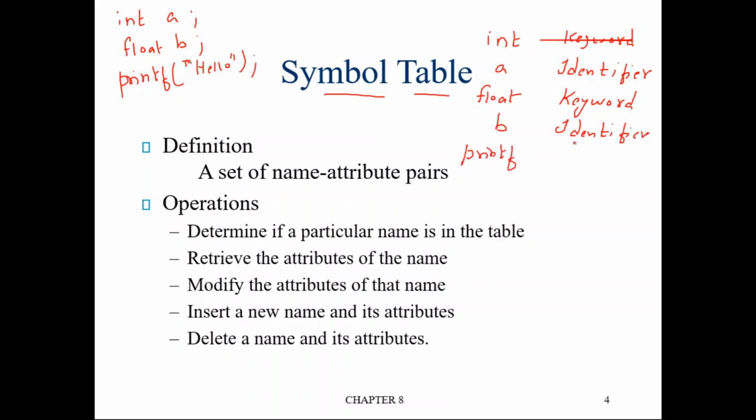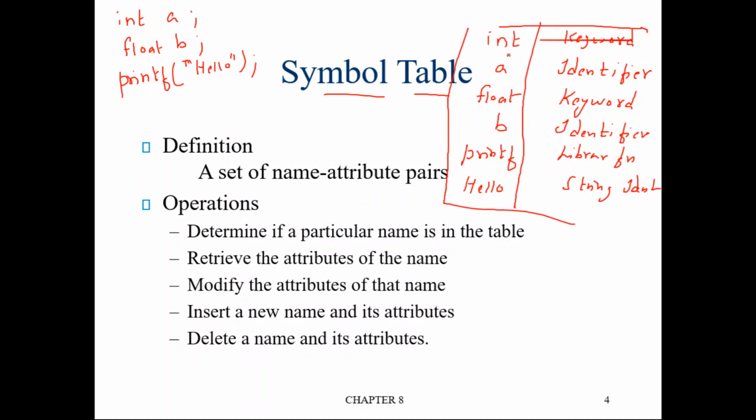Printf, it will say that it's a library function, available in some header file or whatever it may be. And hello, it's a string identifier. It's also an identifier, but it is given by the user, so it's of type string. So this is called a symbol table. The symbol table is also a key value format. This is a key, and these are the values corresponding to that key, right?